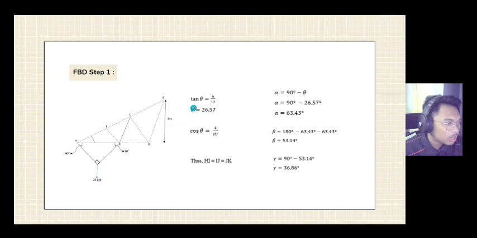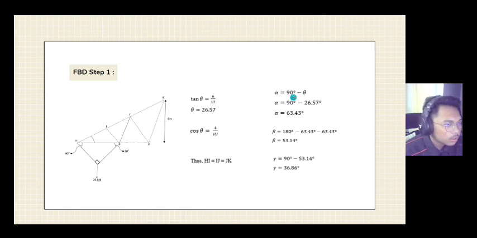Then we do tan theta equal 6 per 12, okay. And then we got 26.57 degree. So cos theta equal to 4 per HI. Thus HI equal IJ equal JK, okay.